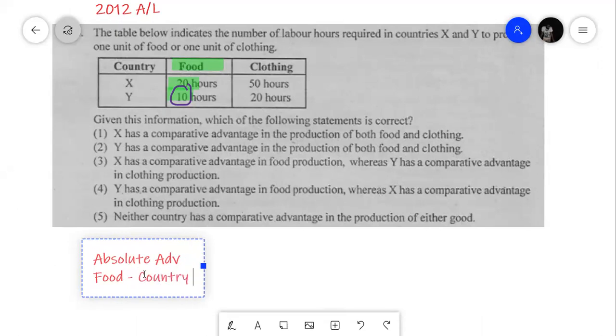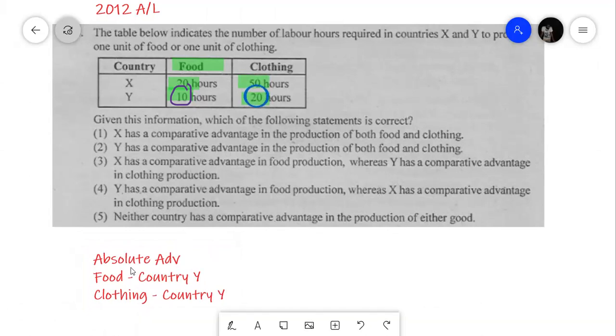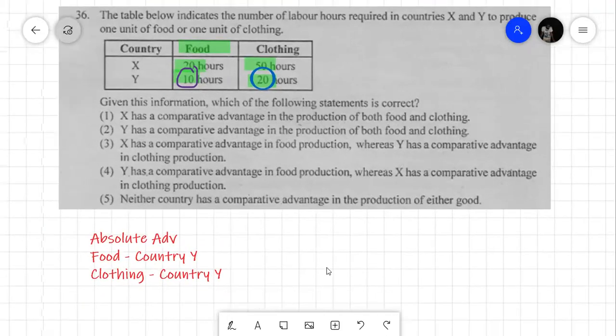So food, country Y. Then look at clothing. Who is taking less? Country X is taking 50 hours, country Y is taking 20 hours. So that is also country Y. Remember, I told you, the same country can have the absolute advantage for both goods. No problem at all. Country X is taking 50, but country Y is only taking 20. So country Y is better, right? So in absolute advantage terms, for both goods, it's country Y.